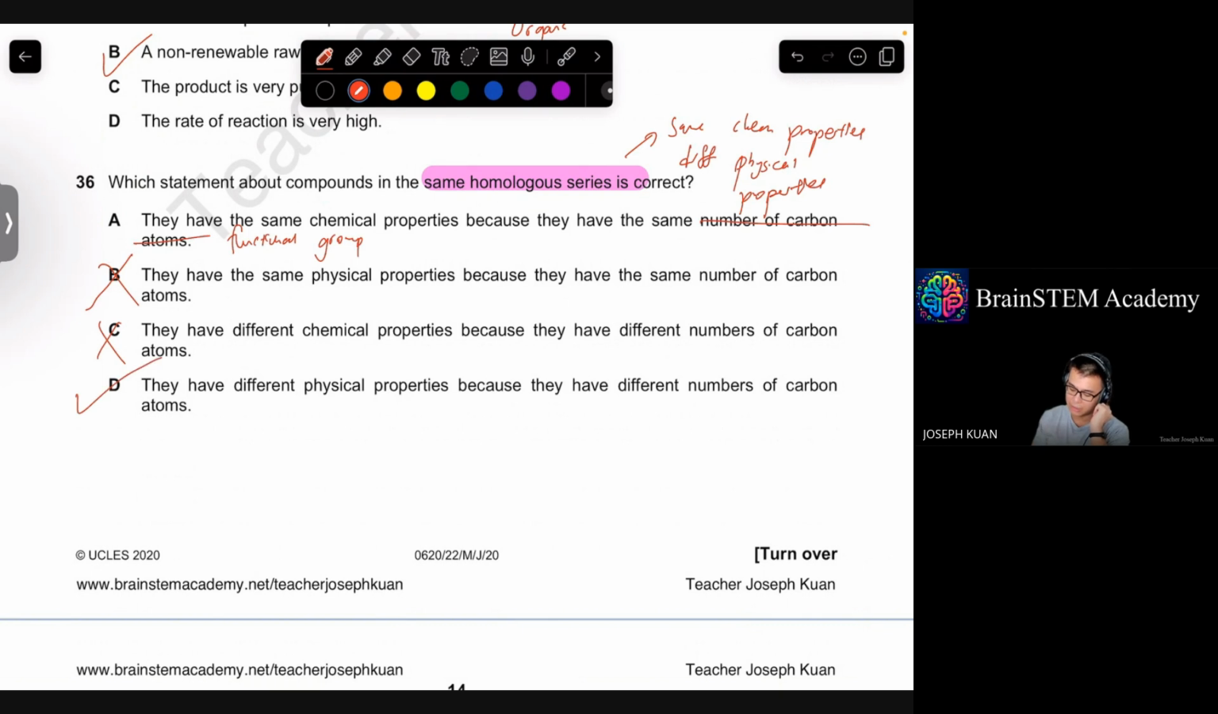They have different physical properties there because they have different numbers of carbon atoms. For example, like methane, ethane, propane, right? So within a homologous series, they have different physical properties because they have different numbers of carbon atoms.